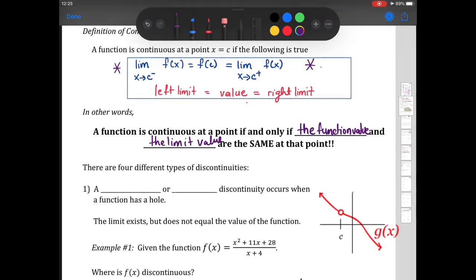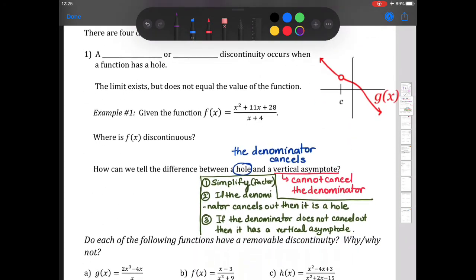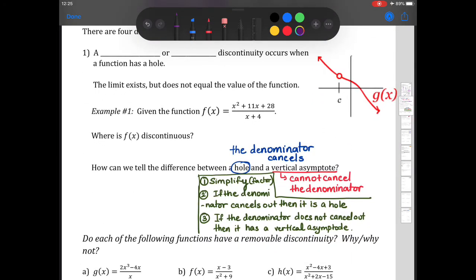So there are four types of discontinuities, and we've really not talked about much in the past, so let's talk about them. A removable or point discontinuity occurs when a function has a hole. You'll hear me say removable most of the time because it's very relatable. So whenever you have a hole, that's a removable discontinuity. The limit exists but does not equal the value of the function.